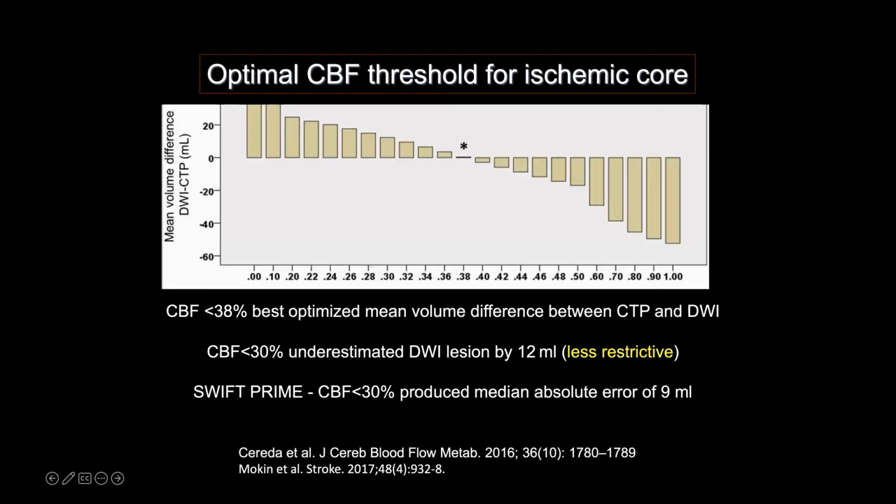And let's just see why, when we're talking of the CBF threshold, I want to highlight something. What is the optimal CBF threshold for ischemic core? Now, this study actually showed us that the CBF of 38 or less than 38% relative best optimizes the mean volume difference between the CTP and the DWI, and that the CBF 30% is underestimating the DWI.